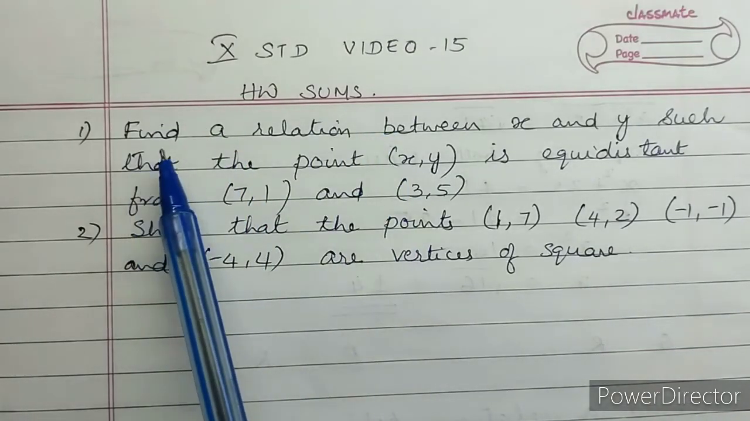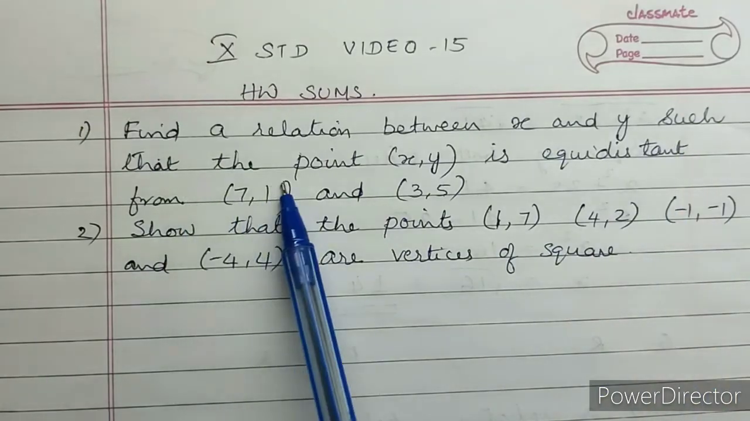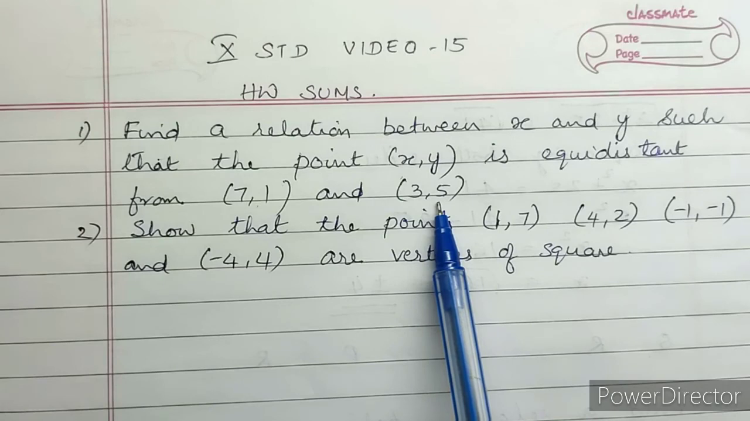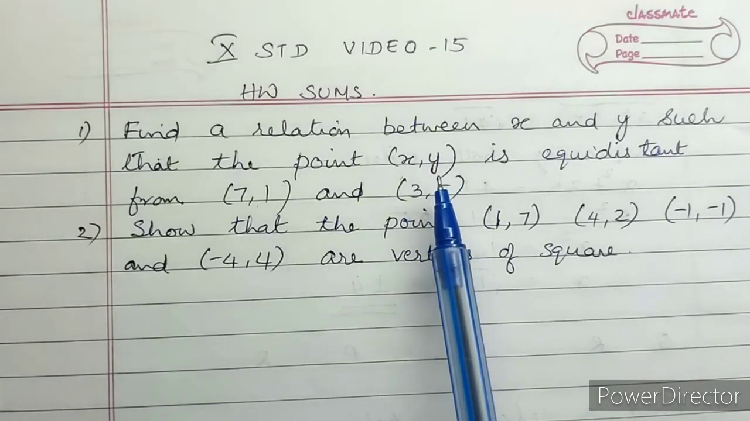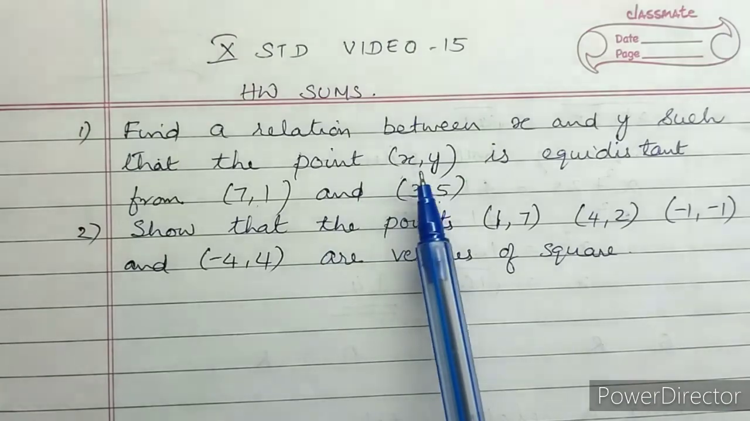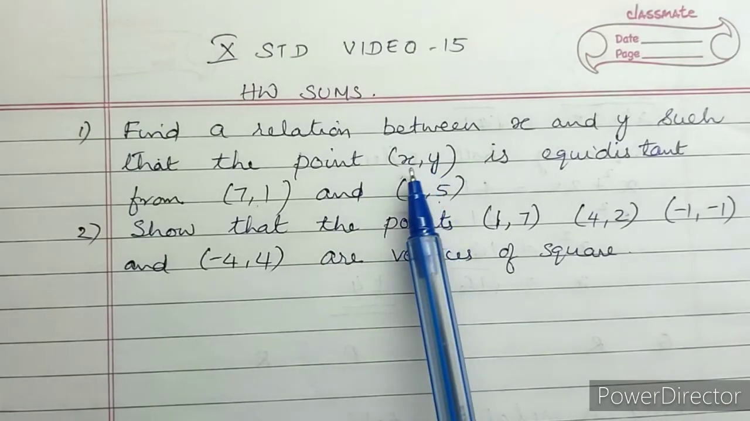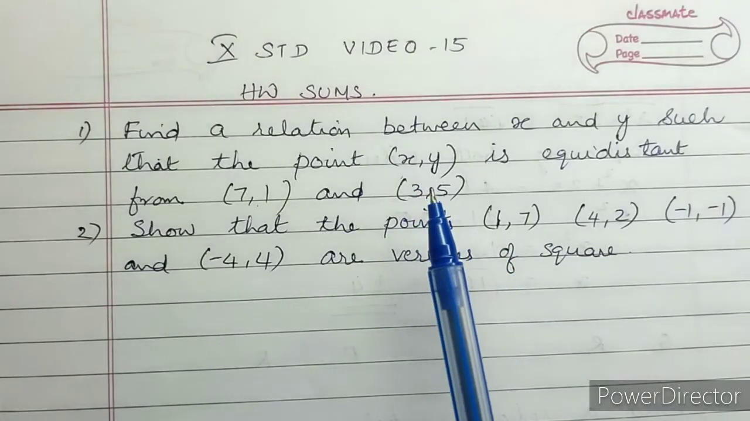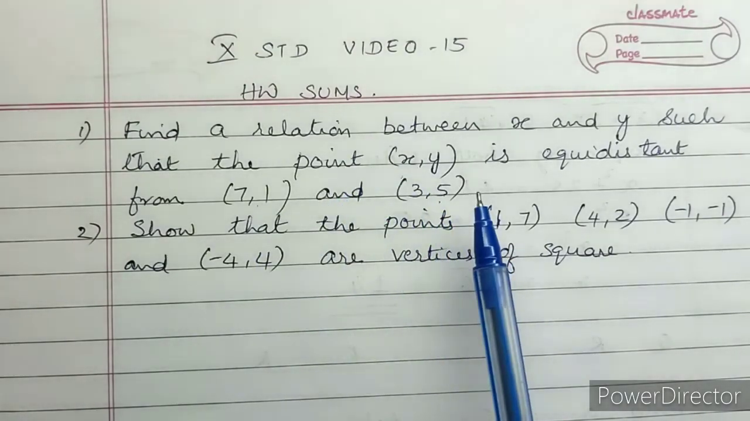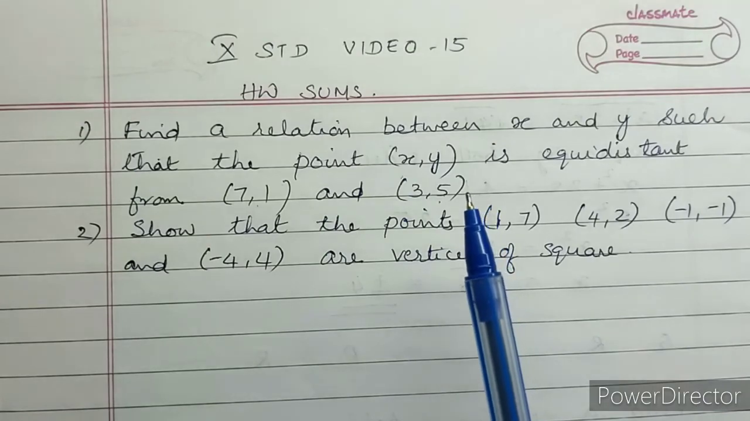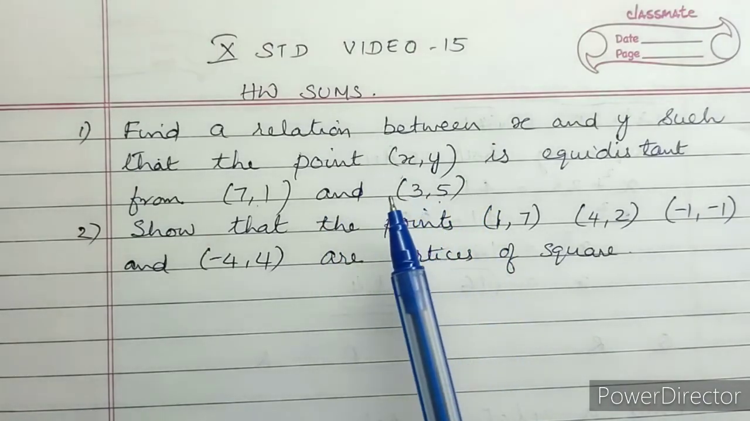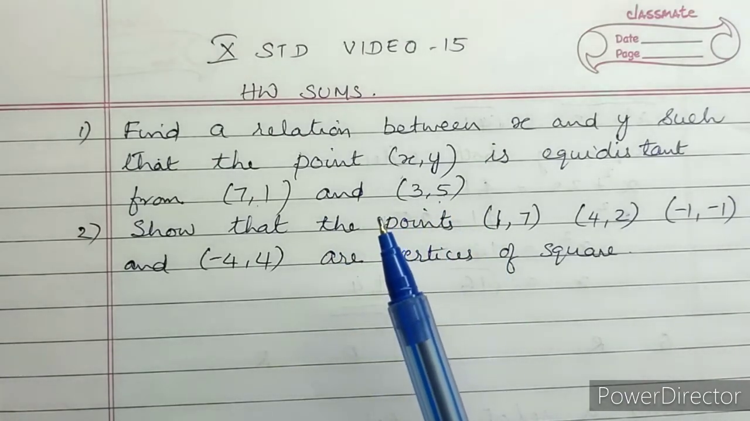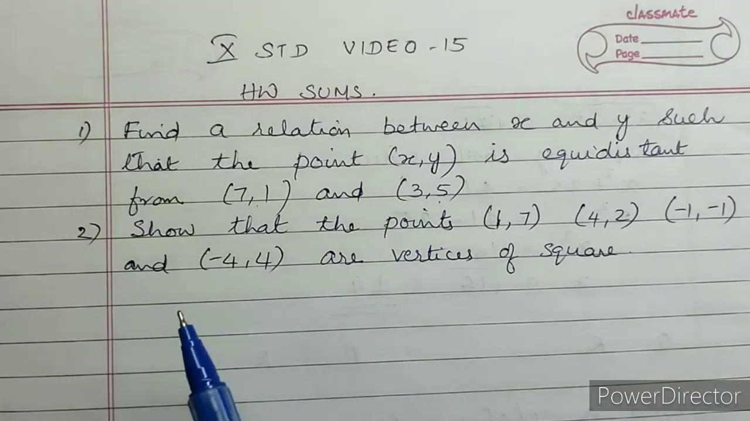Homework sums. Find a relation between x and y such that the point (x, y) is equidistant from (7, 1) and (3, 5). So similar to that last sum we have done. So (x, y) you have to take as one point, and these two are the different two points which are equidistant from (x, y). Then equate both the lengths, since it's given that they are equal. Use the distance formula there, and then eliminate the square root symbol by squaring both the sides, and then simplify it.